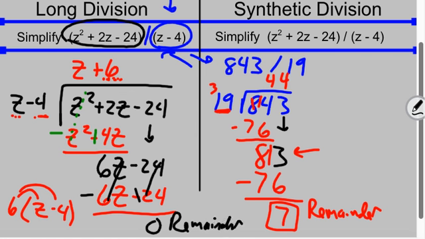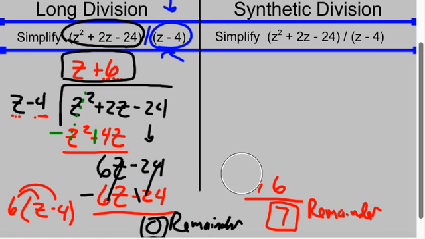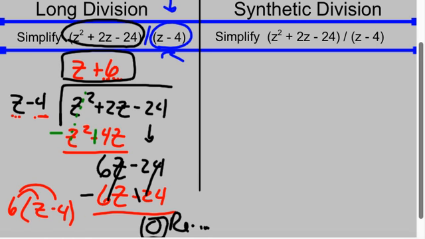And I get a remainder of 0 again. So my answer, my quotient, is 6 plus z. And that's long division. Okay? Kind of like this long division problem over here. I'll show you synthetic division now, which I think is a little bit easier.